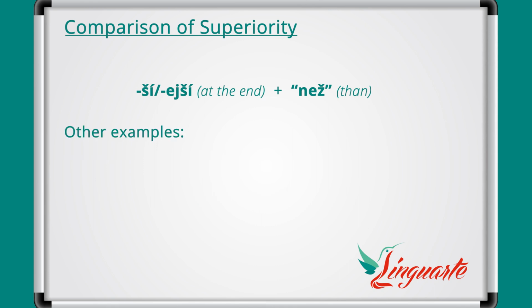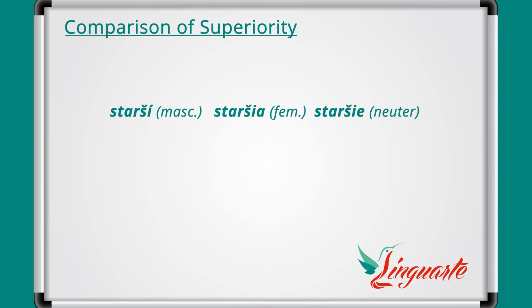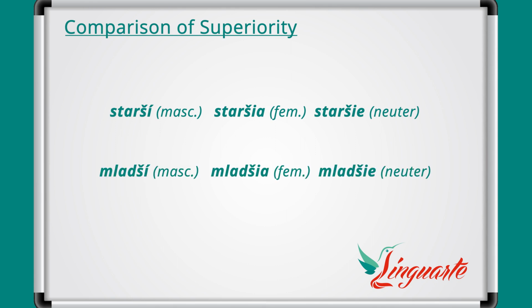Other examples, from starý, meaning old, we make starší. From mladý, young, we say mladší. From milý, nice, milší. From ťažký, heavy, ťažší. It's important to point out if the gender of the adjective is feminine or neutral, it also has to be the comparative adjective. Then starší, masculine, staršia, feminine, staršie, neutral, mladší, masculine, mladšia, feminine, mladšie, neutral, and so on.